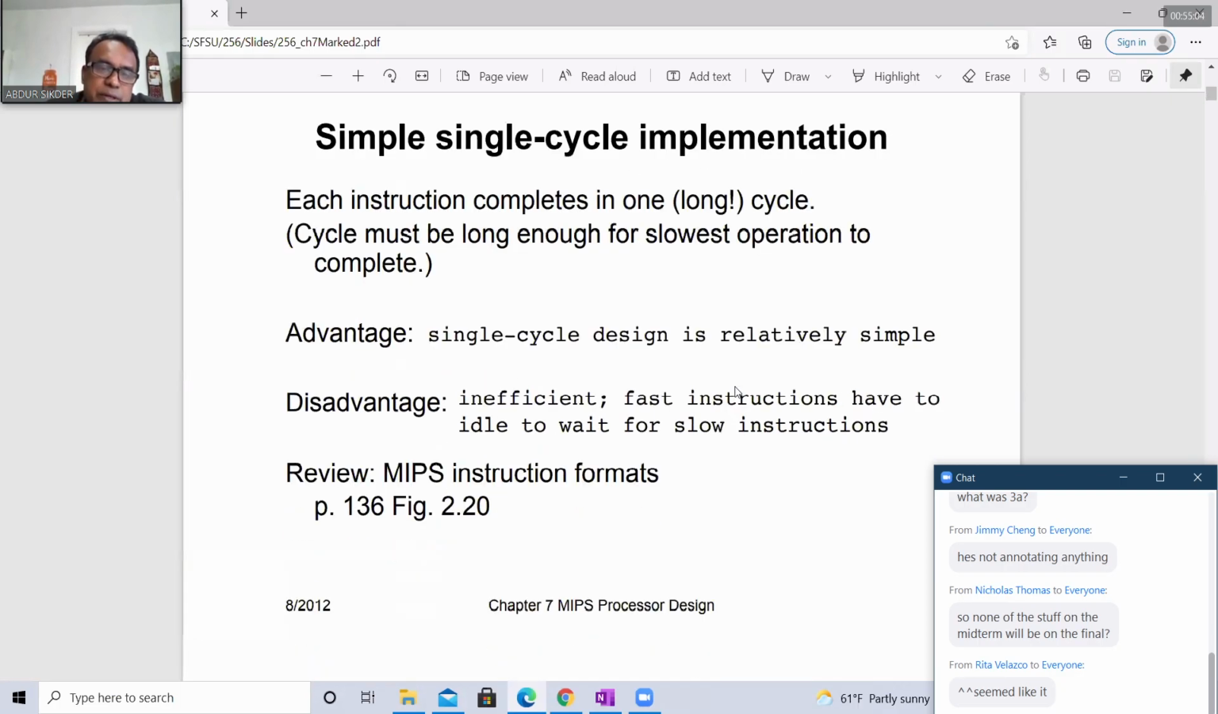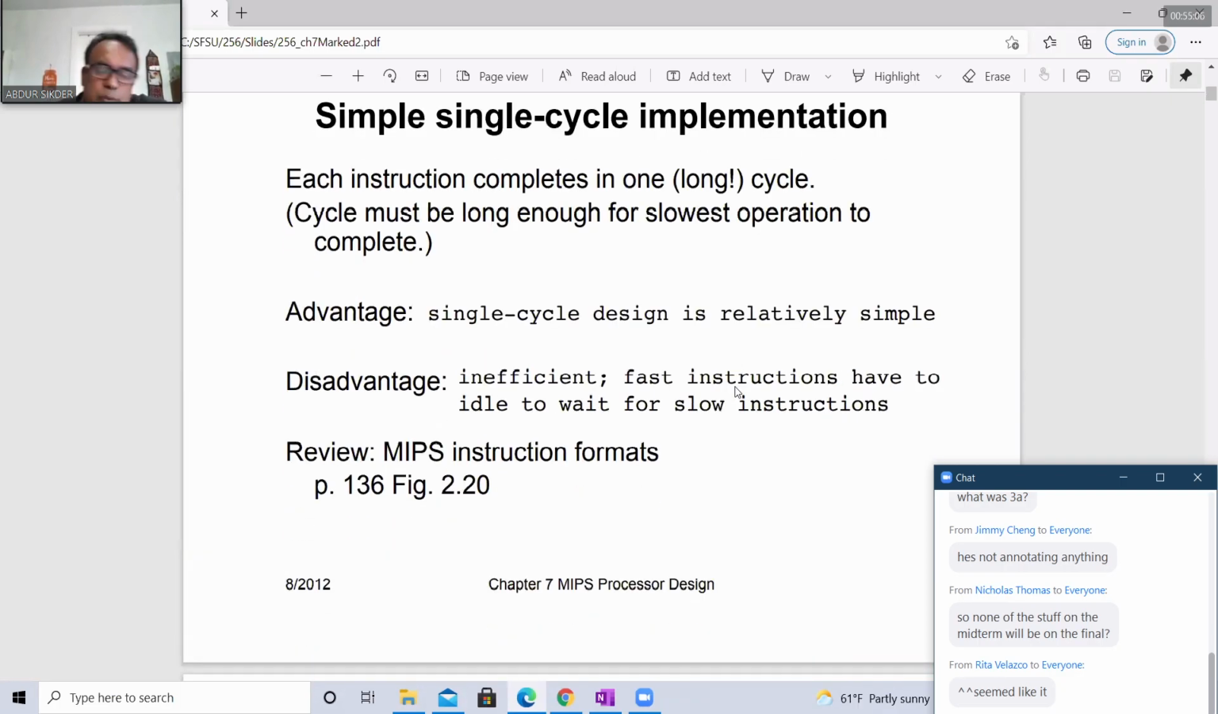Okay. What is the advantage? Now, these things are to remember for the test. Simple single cycle implementation. What is the advantage? The design is relatively simple, of course. Disadvantage: inefficient. Fast instructions have to idle to wait for slow instructions. So fast instructions have to wait until the slow instructions finish.